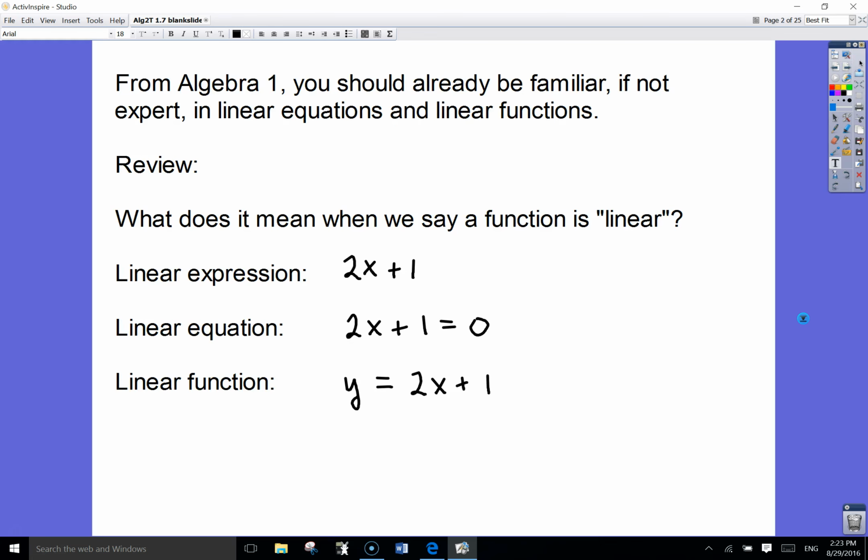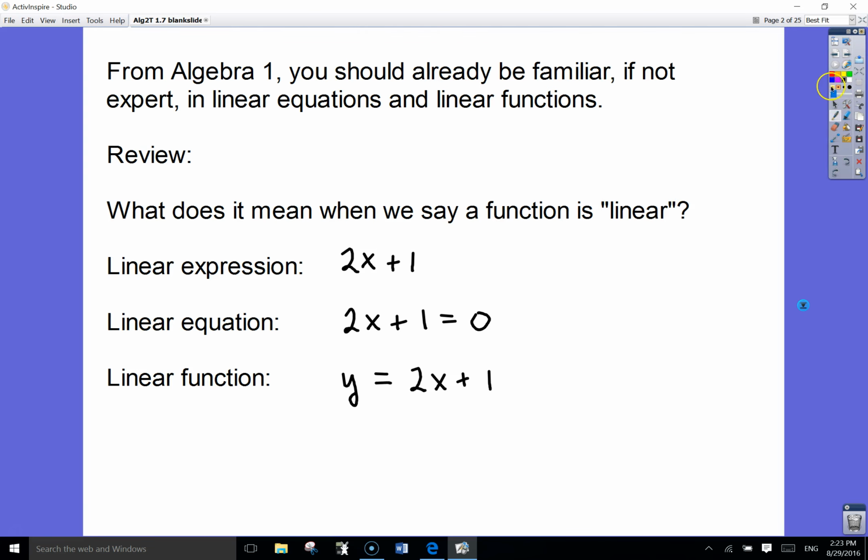Now, on to the lesson. From Algebra 1, you should already be familiar with, if not expert, in linear equations and linear functions. So let's review for a minute. What do we mean when we say that a function is linear?